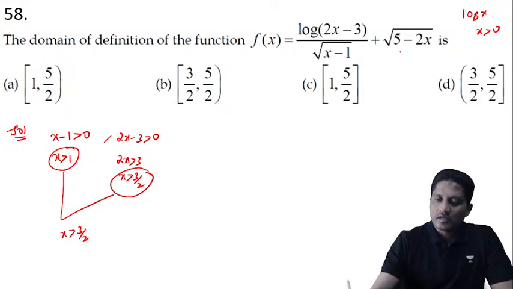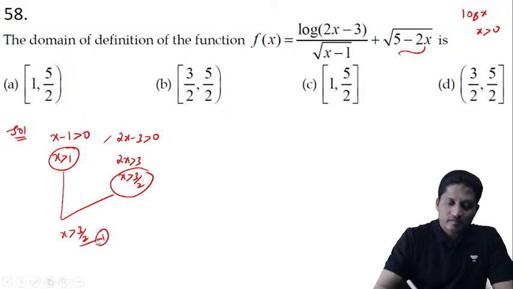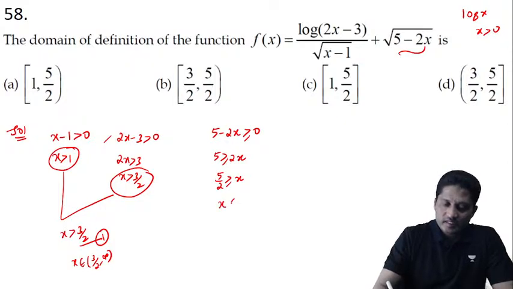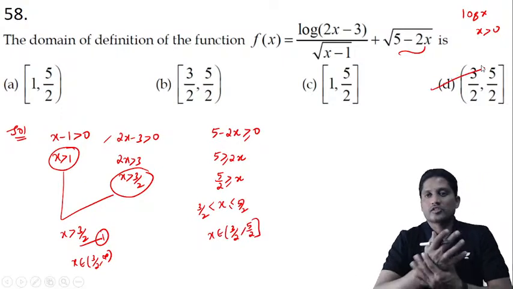Call this equation 1. So this means that x belongs to (3 by 2, infinity). Now the root is defined when 5 minus 2x is greater than or equal to 0, so 5 is greater than or equal to 2x, 5 by 2 is greater than or equal to x. That is, x is less than or equal to 5 by 2, and greater than 3 by 2. So x belongs to the open interval 3 by 2, comma, closed interval 5 by 2. Answer is option D.